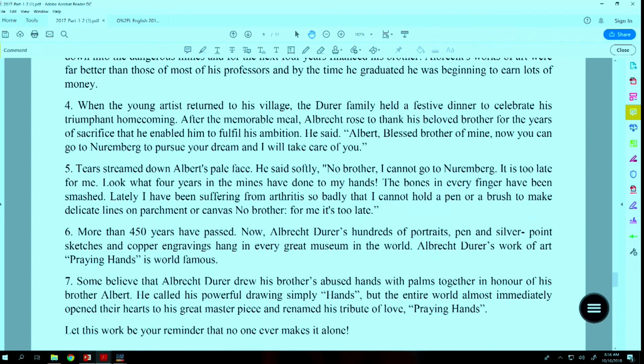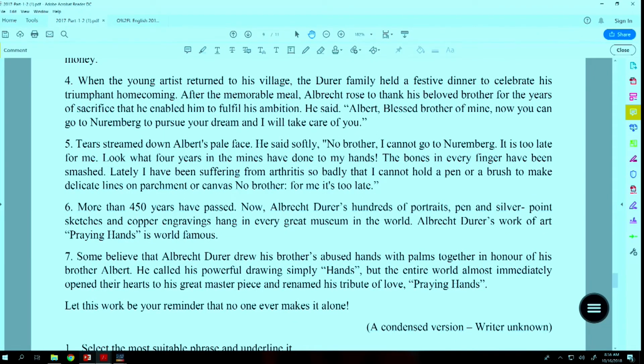Fourth one. When the young artist returned to his village, right? එයා ආපහු නැවත ගමට ගෙදරට එනවා. The Durer family had a festive dinner to celebrate his triumphant homecoming.